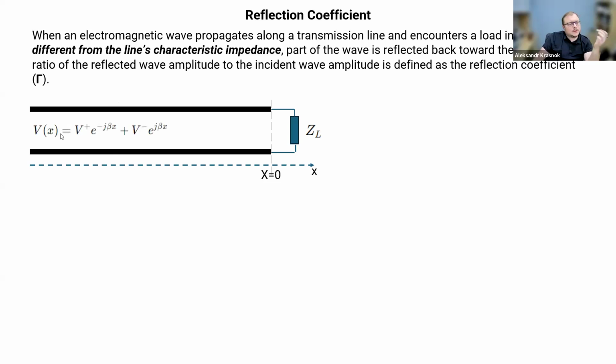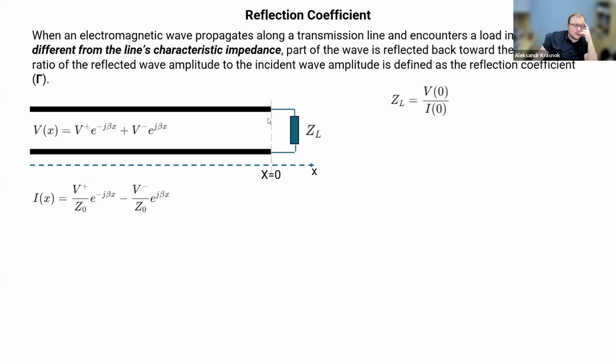My transmission line supports this wave for the voltage. It's a V plus wave propagating to the right, and V minus propagating to the left. And similarly for the current, I have two waves to the right and to the left.